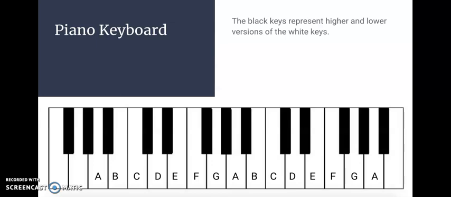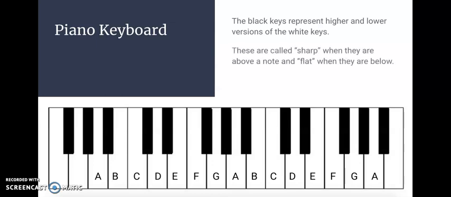We mentioned before that the black keys are between those white keys and they represent higher and lower versions of those letters. If we're talking about a black key being above, we're saying it's sharp. And if we're talking about it in reference to being below, then it's flat. Depending on the context, you could call one key, one note, either sharp or flat, depending on what you're comparing it to.